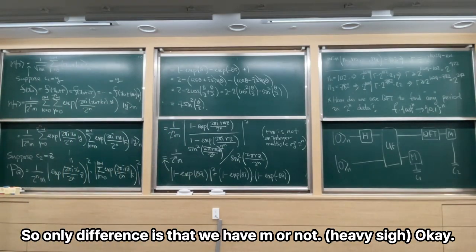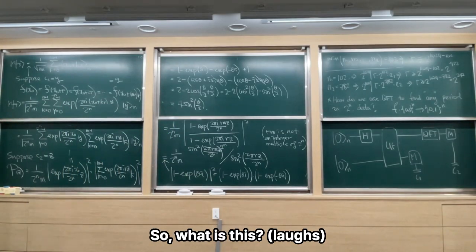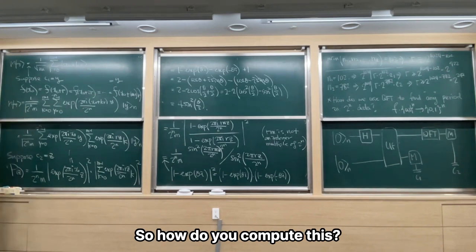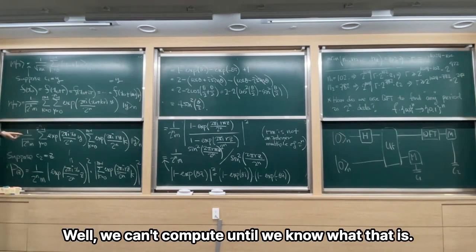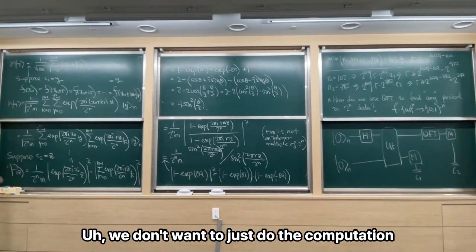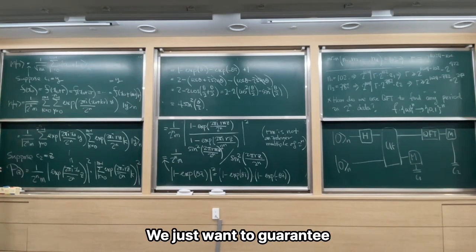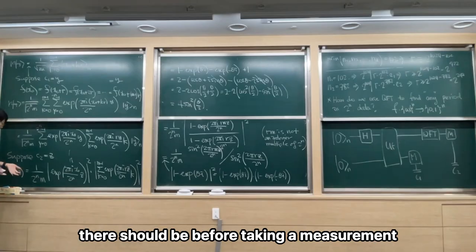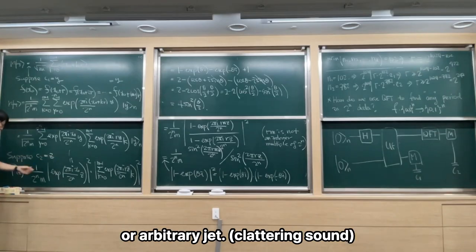So what is this? How do you compute this? Well, we can't compute it until we know what z is. We don't want to do the computation only after taking a measurement. We want to guarantee how much probability that should be before taking a measurement, for arbitrary z.